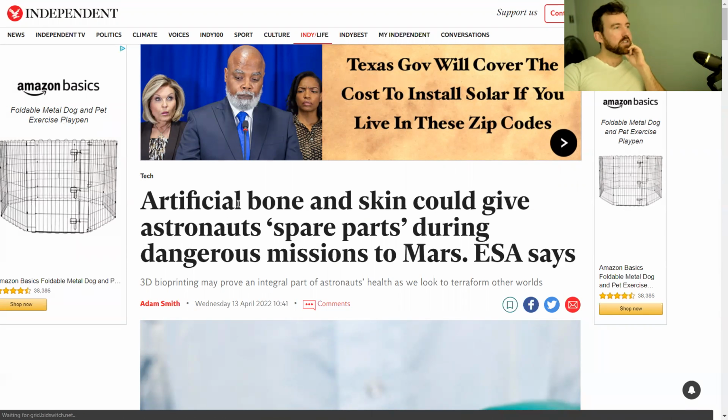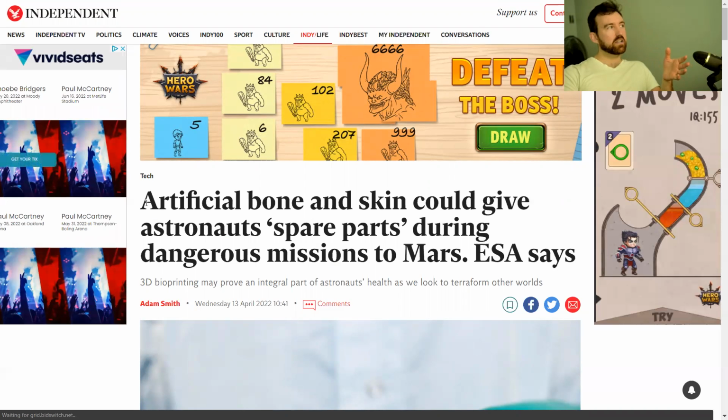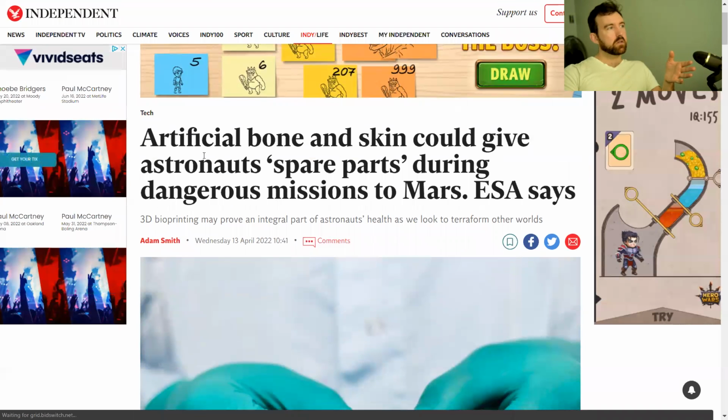Anyway, artificial bone and skin could give astronauts spare parts during dangerous missions to Mars, ESA says. So it's an interesting headline, yeah? And it goes into some detail which would help pique your interest as a reader. So that's the formatting of a newspaper article.